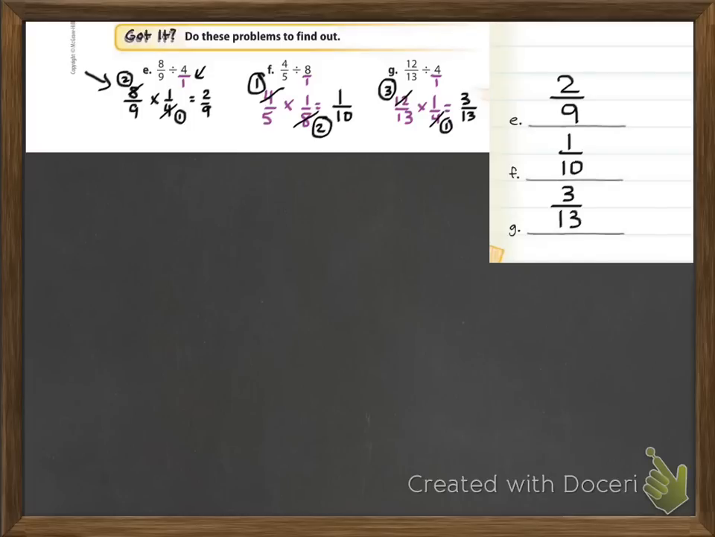And it is required that you're cross-simplifying ahead of time. It is not an option. So you want to check all of your work and make sure it looks exactly the same.